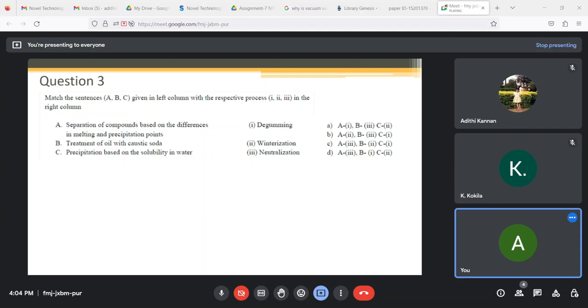So in the second column, you have three processes: degumming, winterization, and neutralization. These three processes fall under the oil refinery processes, and each of them is involved in removing all those other undesired products that I was discussing in the previous slide. So which one corresponds to what? What is the principle behind each of these? Separation of compounds based on differences in melting and precipitation points: which does it correspond to?